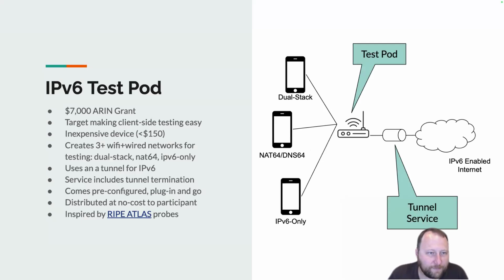So like I said, the IPv6 Test Pod is a $7,000 grant. It's targeting client-side testing. The target is making client-side testing easy. What we want to do is buy a bunch of inexpensive devices. The target is less than $150. Well, I think we have that. We just have to make sure that it all works, right?